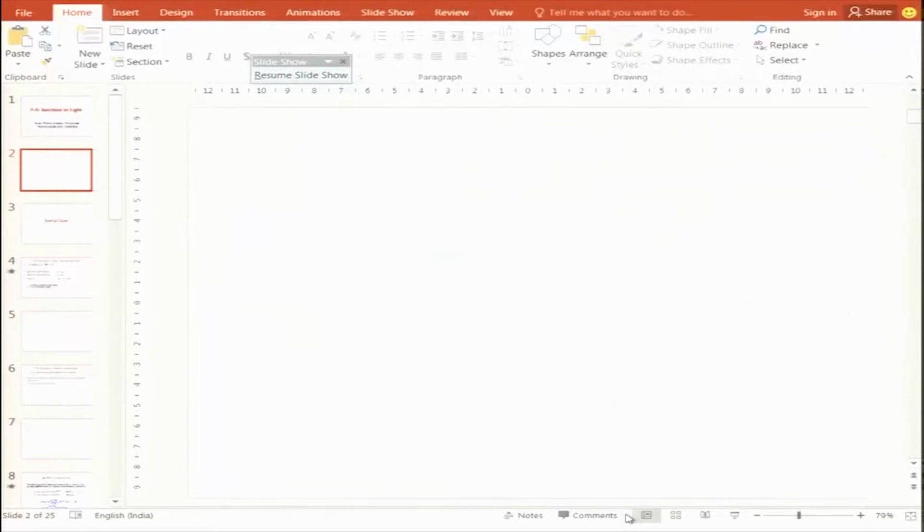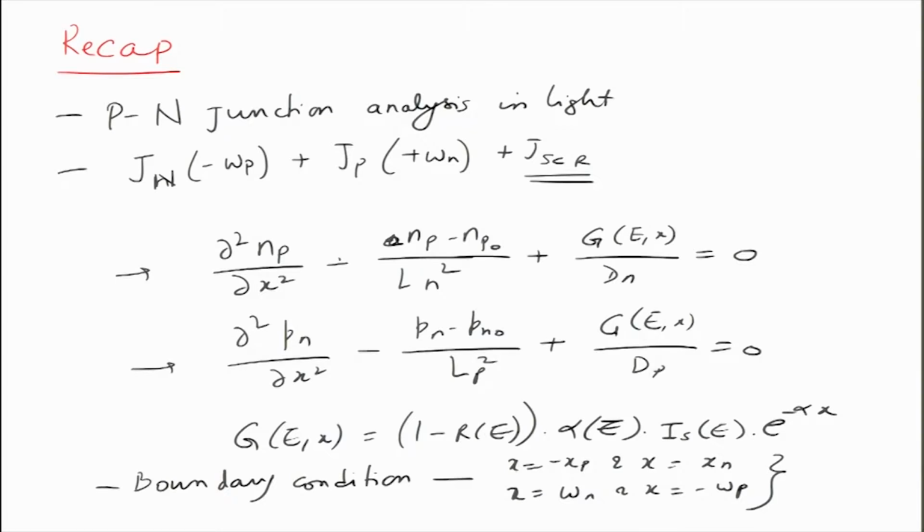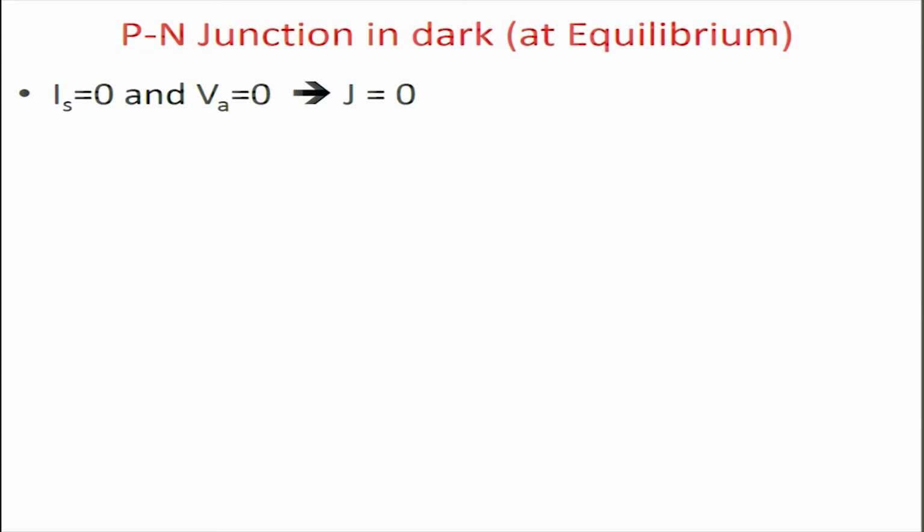And we will now get back to the current lecture. In the current lecture we look at a few special cases to solve these equations. The first special case that we look at is the p-n junction in dark, that is at equilibrium.